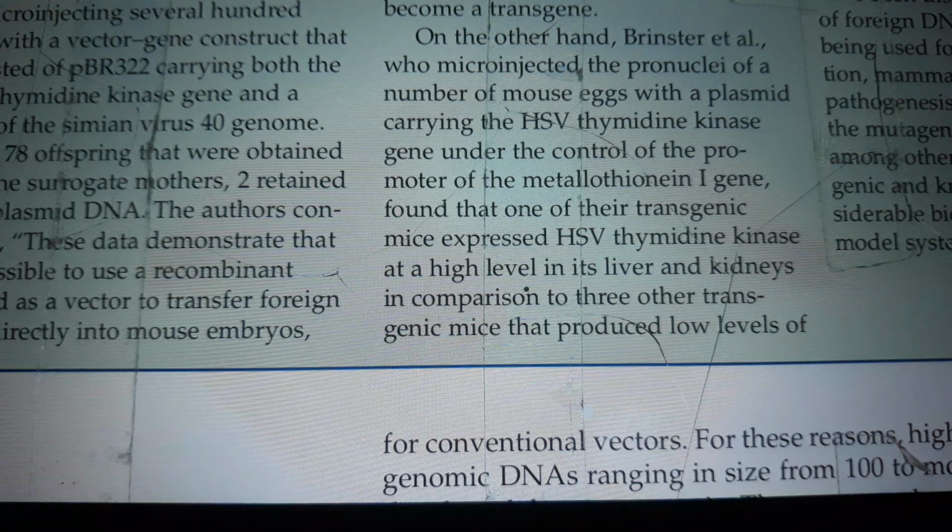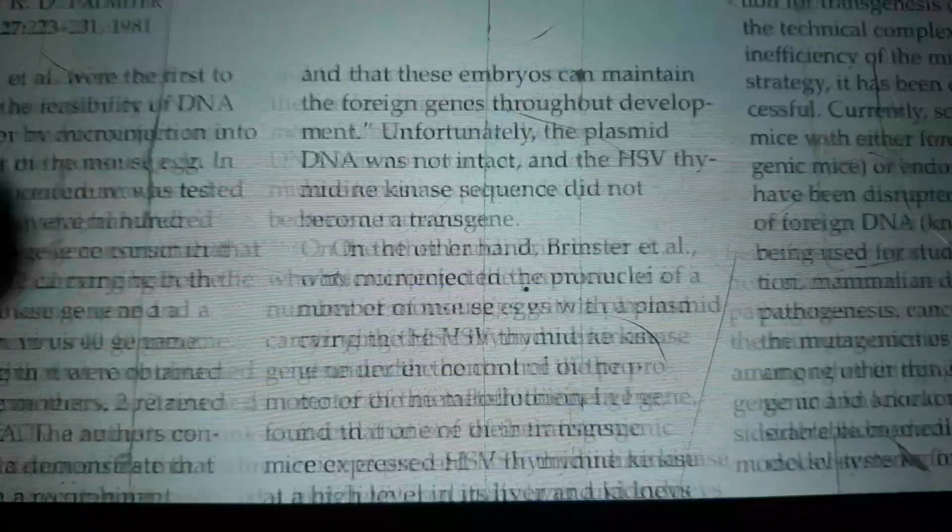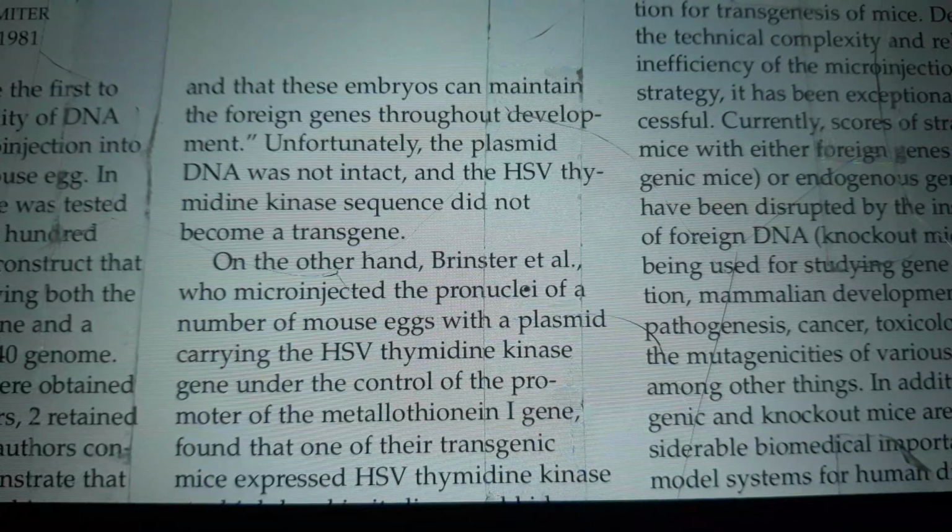Of the 78 offspring that were obtained from the surrogate mothers, some still retained some plasmid DNA. The authors concluded: these data demonstrate that it is possible to use a recombinant plasmid as a vector to transfer foreign genes directly into mouse embryos, and that these embryos can maintain the foreign genes through development. Unfortunately, the plasmid DNA was not intact, and the HSV thymidine kinase sequence did not become a transgene.